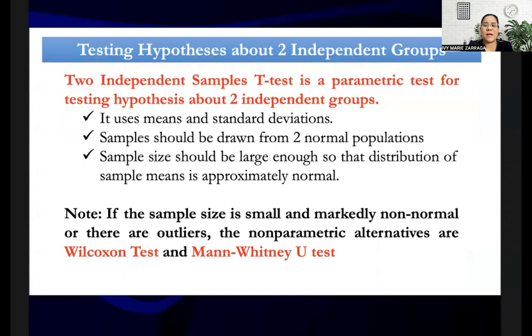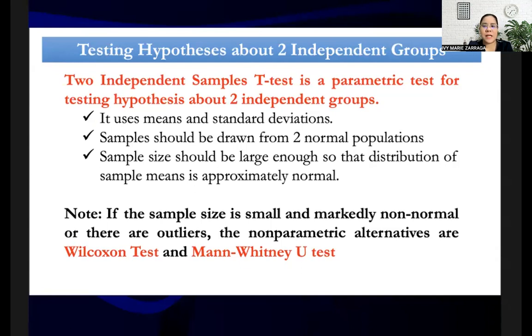You will use T-test for two independent groups when you want to compare the means of precisely two different groups, no more and no less. Because if you are to compare more than two groups, then you have to use another statistical analysis, particularly the analysis of variance or ANOVA.